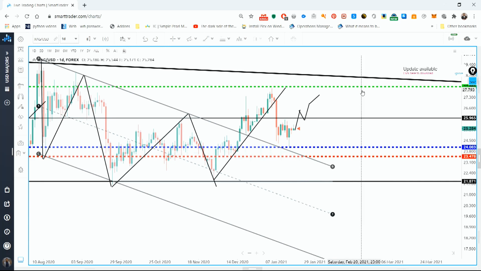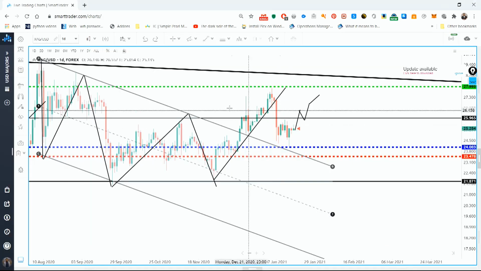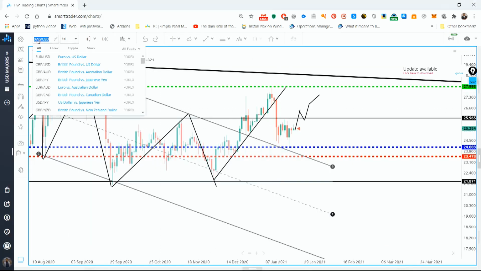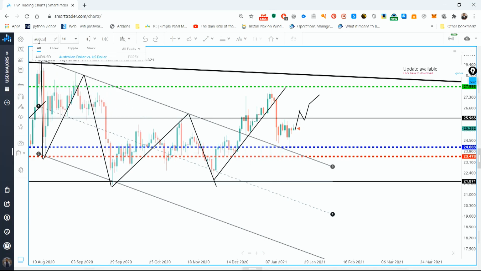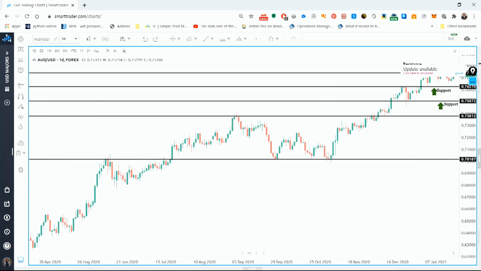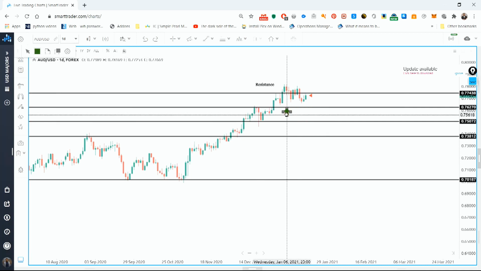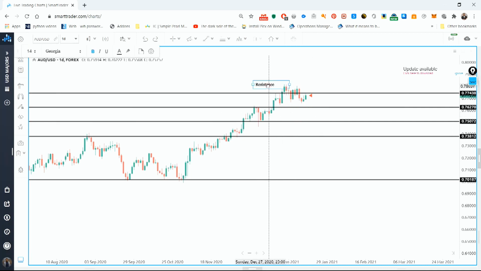Another pair doing something interesting also. One of them, the AUD USD. It has this harmonic pattern which is setting up quite nicely as we speak. I've been waiting because the USD has been really weak and it has been very, very overextended.